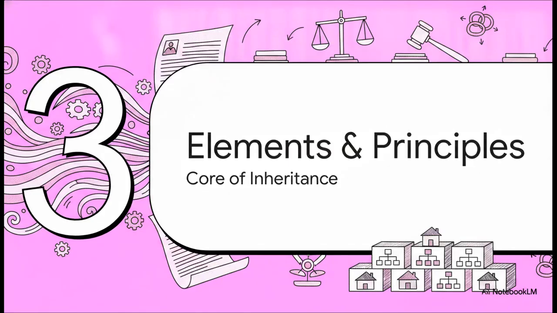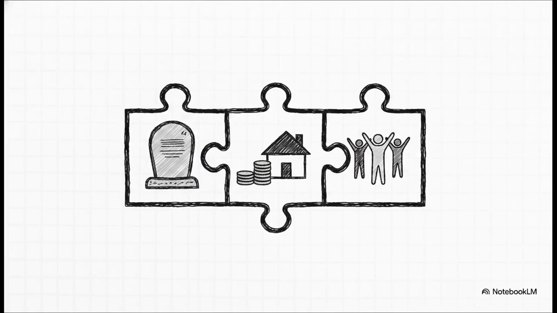Now we're at Part 3, elements and principles of inheritance. If we distill all those theories down, inheritance law can be simplified into 3 absolutely mandatory elements. It's very logical. First, there must be a person who has passed away. Second, there has to be actual wealth left behind. And third, there must be living heirs ready to receive it. Makes sense, doesn't it? Without even one of these, the inheritance process simply cannot happen legally.